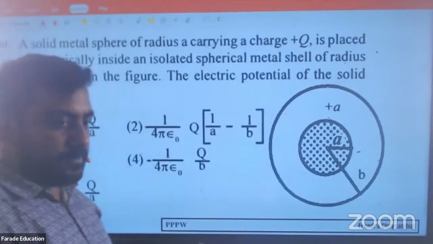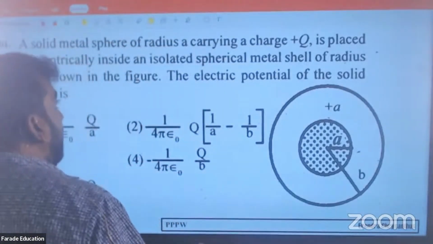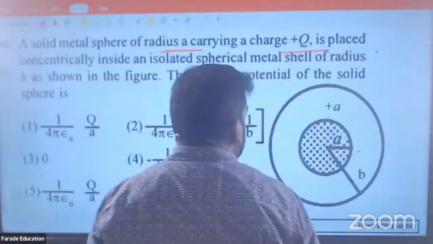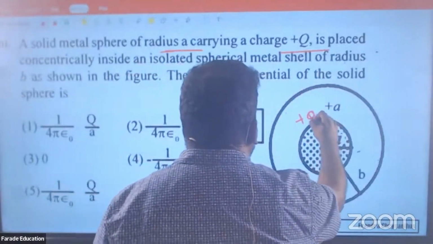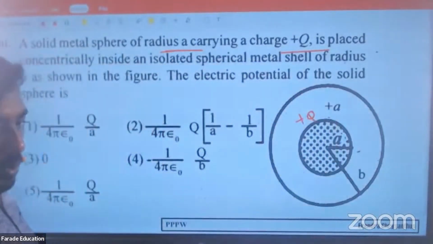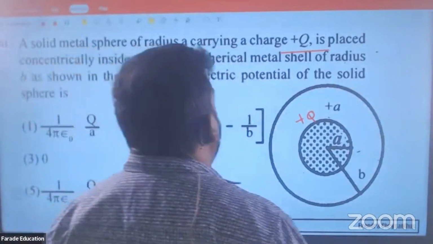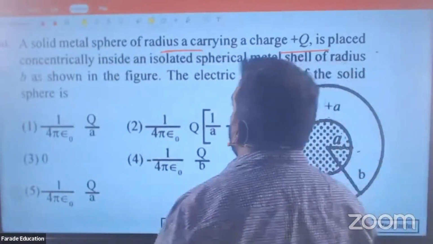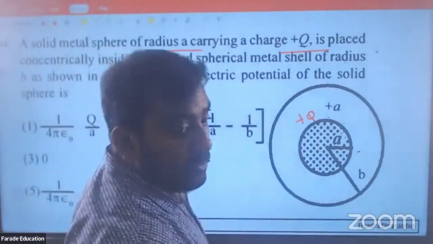A solid metal sphere of radius A carrying a charge plus Q. Plus Q means all the charges will be on the outer surface. It is placed concentrically inside the isolated spherical metal shell of radius B as shown. So this is your shell. The electric potential of the solid sphere is, look at the board now.